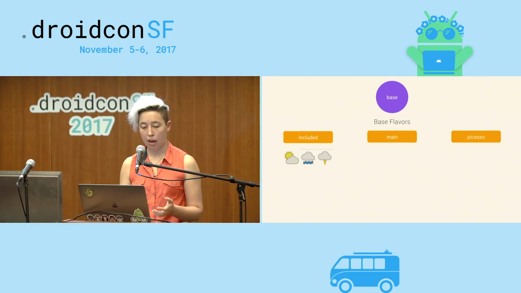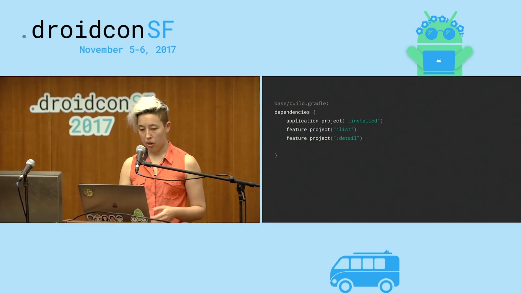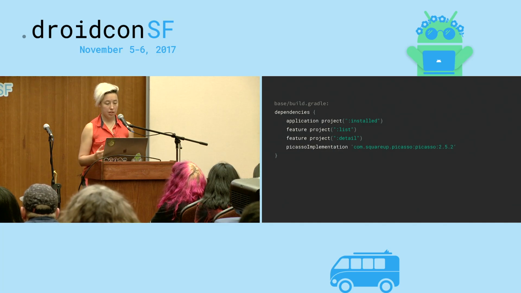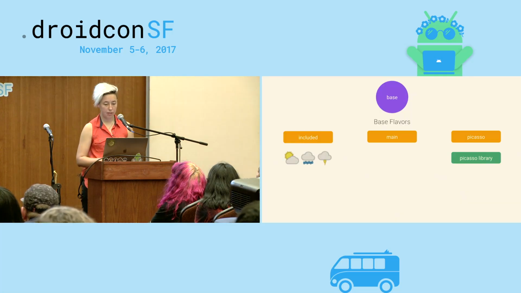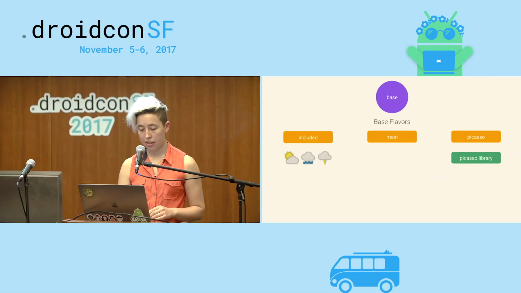So I went into my included flavor and put in all of those large image resources that I wanted. For the Picasso flavor, I wanted the Picasso library. So in Gradle, in my base file, I told it basically, if you are in the Picasso flavor, please go grab Picasso for me. Okay, so that set things up.